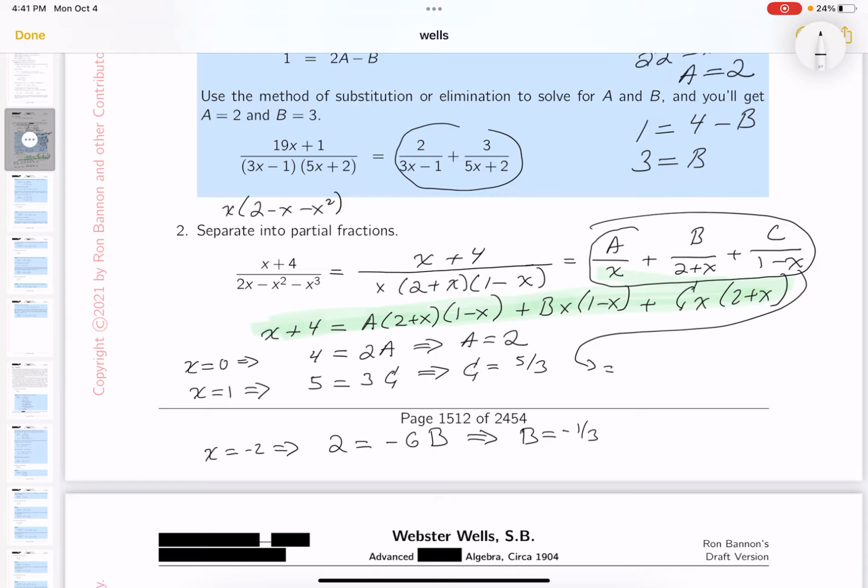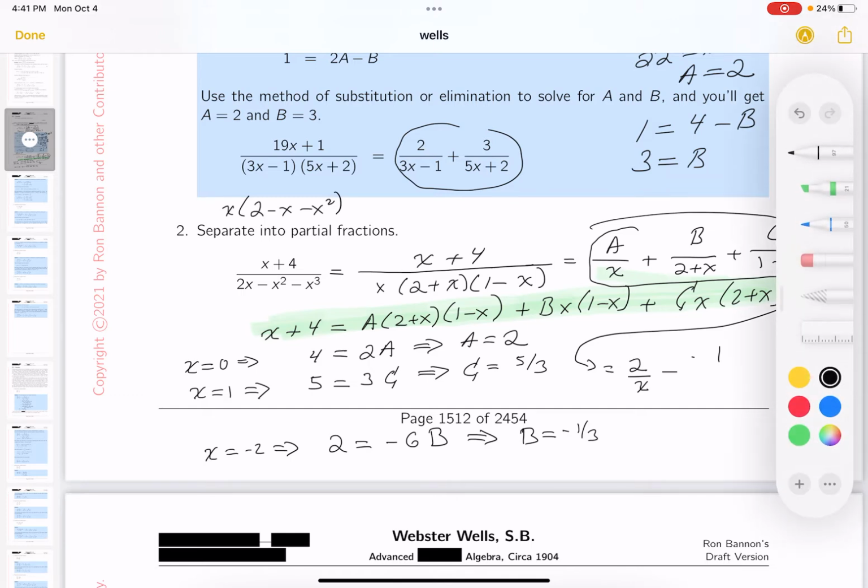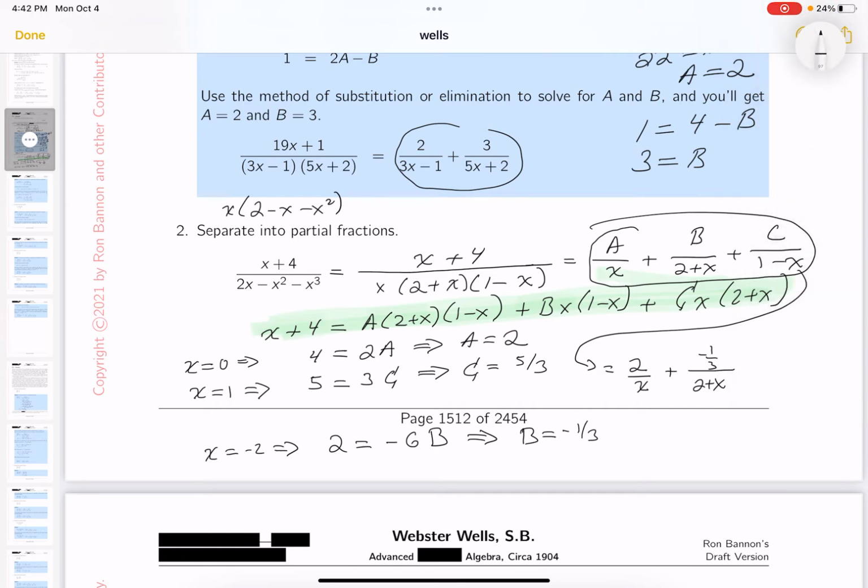So I believe A is 2. So it's going to be 2 over x. We'll look at the key later. I believe B is minus 1/3. So I'm going to write that as minus, well, the B is 1/3, right? So I'm going to put the 1 in the top. I'll go through steps here. I realize it's tough. Sorry about that. Plus minus 1/3 over 2 plus x. I'll do it in steps. I realize I'm going too fast there.